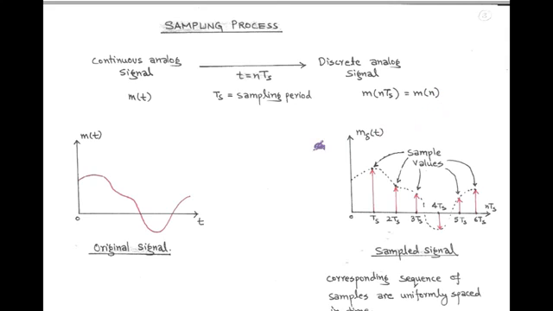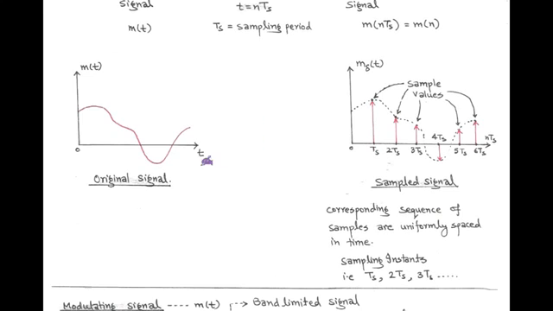To explain the sampling process, we consider any arbitrary message signal m(t), that is a continuous signal, and its sampled signal is denoted by m_δ(t). Both are analog signals. Only the difference is in the time axis. In the original signal, time t is in continuous form, while in its sampled version, the corresponding sequence of samples are uniformly spaced in time.